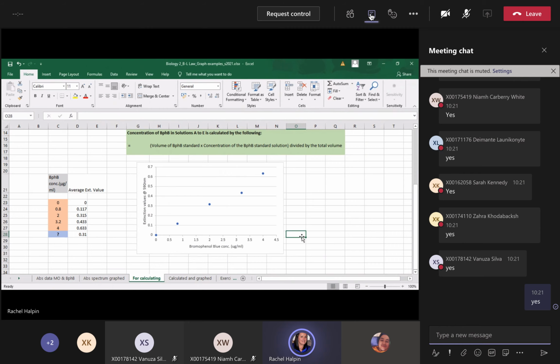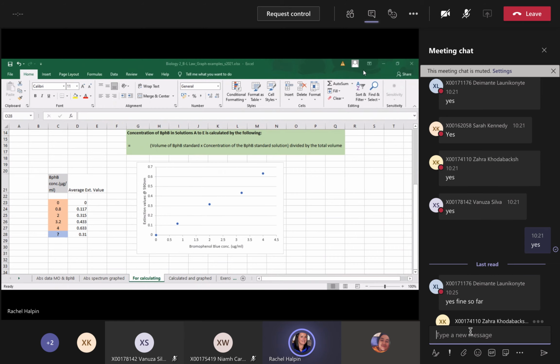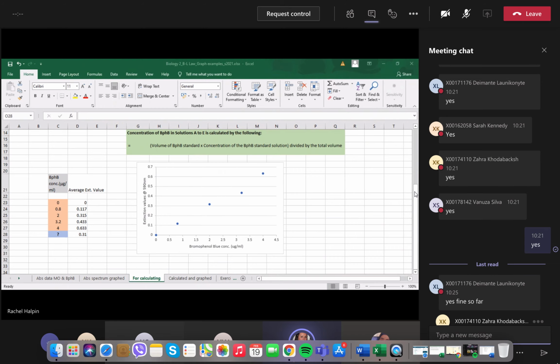Okay. Is everybody okay so far? We're all following how we did that in Excel, how to plot the graph. Type in the top box or put on your microphone, guys. You need to know that you're staying with me for this. Yeah, okay, great. Anybody else having any problems with what I've done so far? Is it clear?